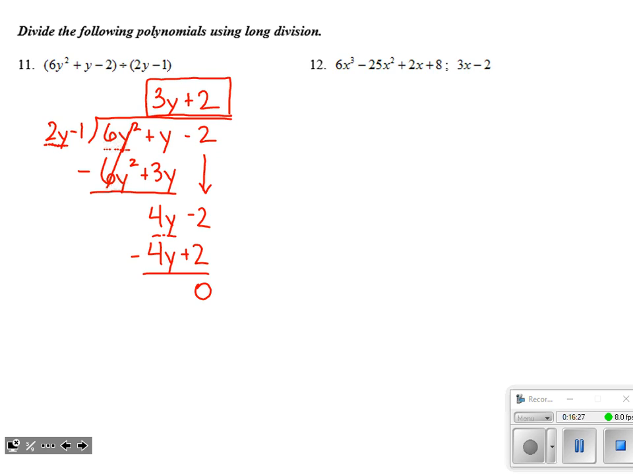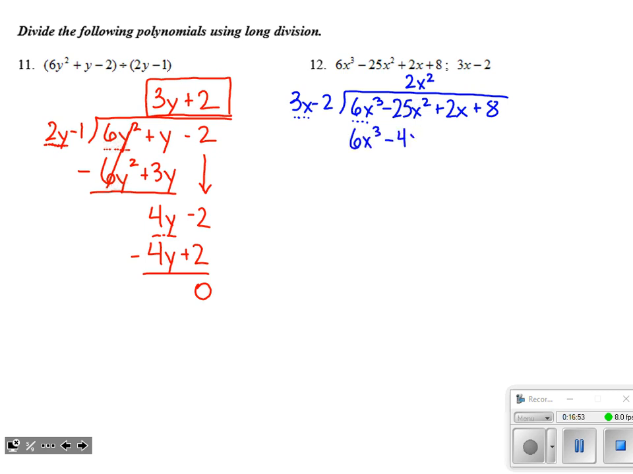Let's try the next one, number 12. 3x minus 2 is what I'm dividing by. Got x cubed, x squared, x, and a constant. So again, no need for a 0 placeholder or anything to make sure all my powers are accounted for. What do I multiply 3x by to make 6x cubed? Well, it's 2x squared. And let's distribute that out front. I get 6x to the third minus 4x squared. And we'll switch the signs and add.